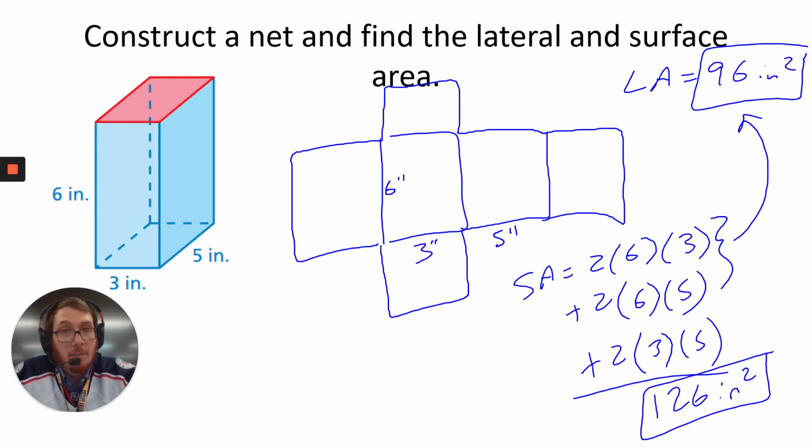We're looking for nets. Remember, your book doesn't always talk about nets, but you need to draw them. We're looking for the surface area, and then also find the lateral area, which is those areas of the pieces around when you add them all together.